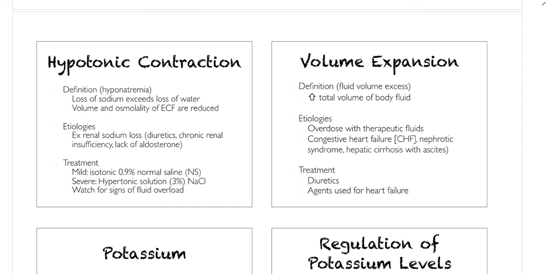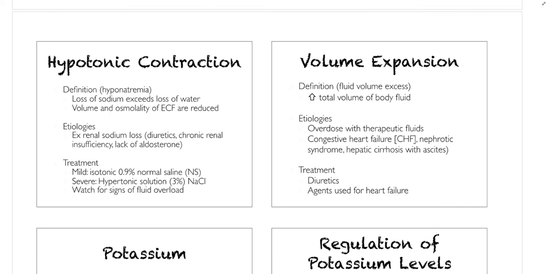Hypotonic contraction is where we are losing primarily sodium and less water, so we're left with this really diluted plasma state, the opposite of syrupy. It's even more liquidy than it would be when it's normal. So perhaps we've got excessive renal sodium loss, or an overdose of aldosterone.